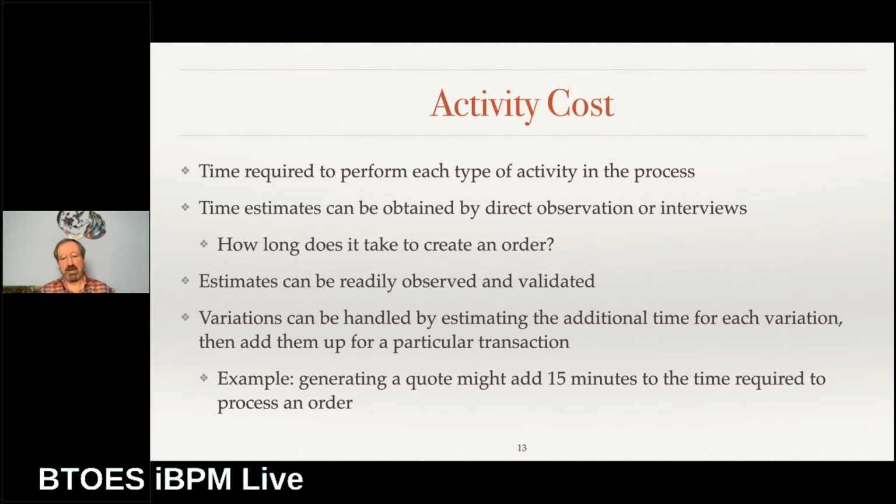Variations can be handled by estimating the additional time and then adding that up for a particular transaction. So generating a quote might add 15 minutes to the time to process an order. So if you have to generate a quote on a sales order, for example, that might take extra time, so there's extra paperwork. Filling out customs forms for an international shipment might take an extra 10 minutes for the order. And then you add to that the 2 or 3 minutes per item that it takes to pick it.